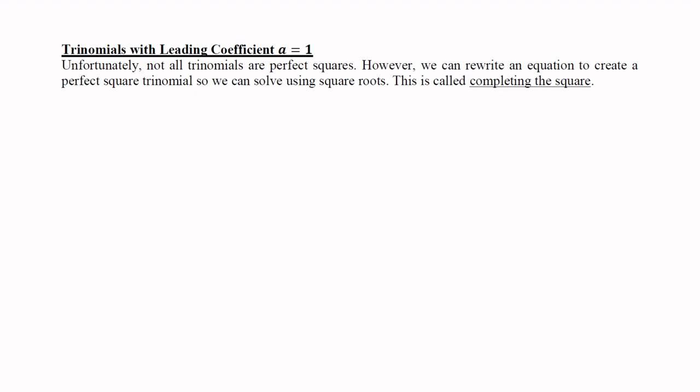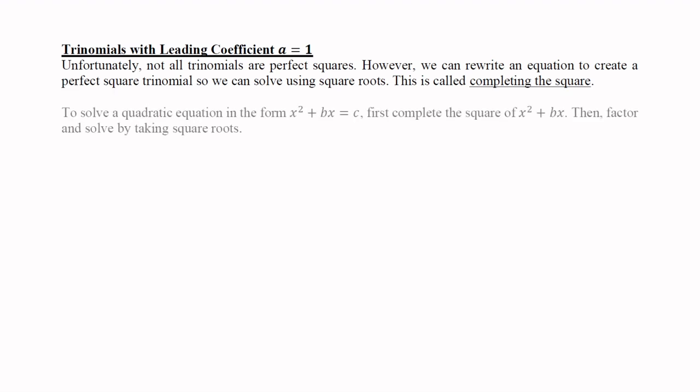Unfortunately, not all trinomials are perfect squares. However, we can rewrite an equation to create a perfect square trinomial so that we can solve using square roots. This is called completing the square. To solve a quadratic equation in the form x^2 + bx = c, first complete the square of x^2 + bx, then factor and solve by taking square roots.